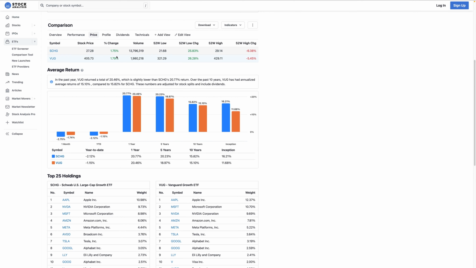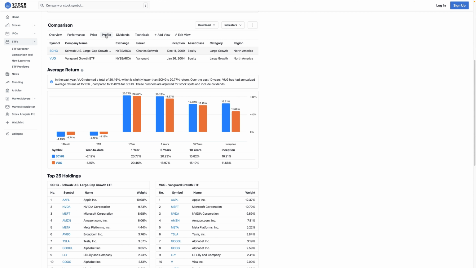The thing with this fund to keep in mind is that the price per share is quite low. So let's look at that, right? VUG, which is Vanguard's growth fund, is sitting at $405.73 at the time of this recording. SCHG is $27.28. Quite the contrasting in the prices.